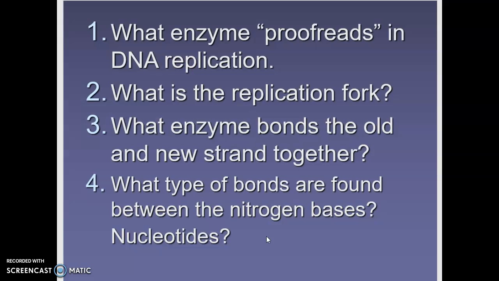Number 4, what type of bonds are found between the nitrogen bases? Those are your hydrogen bonds. They're weak. They're in the middle. And then what type of bonds will you find between your nucleotides? Those are your strong bonds, and those are covalent.